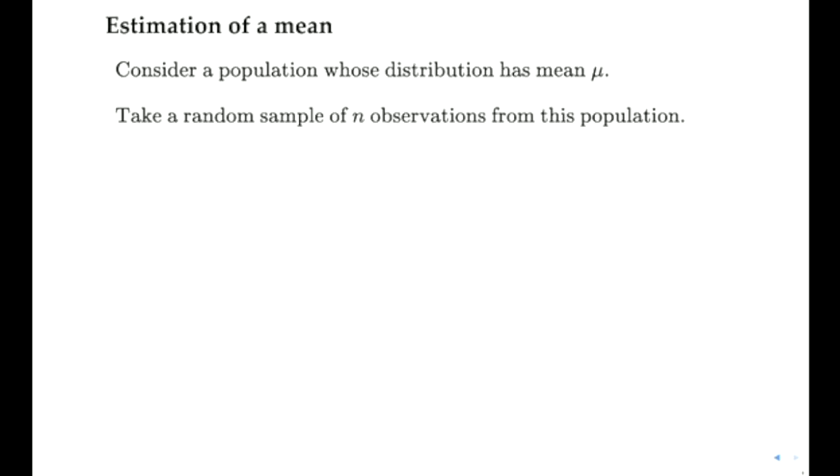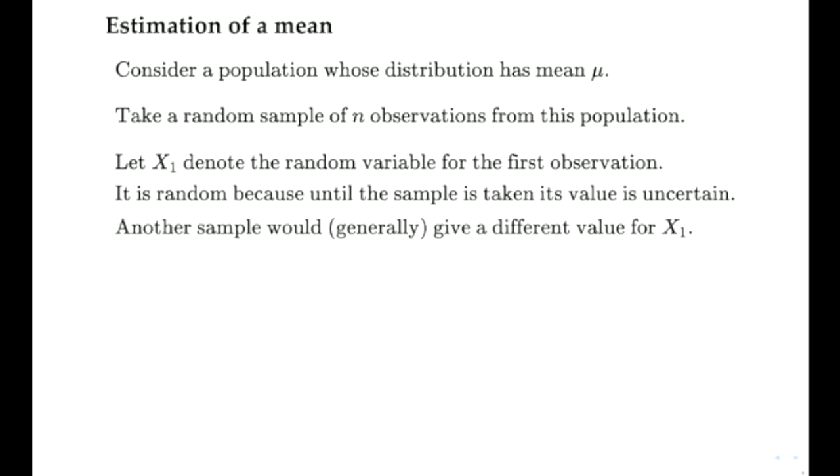All right, so here's how it goes. We'll consider some population, for example all the people in QM1, and a distribution of marks across that population that has a mean of mu that we would like to try to get some idea about. Then take a random sample, a simple random sample ideally, of n observations, n students let's say, from this population. So n will generally be a lot smaller, like 20 or something.